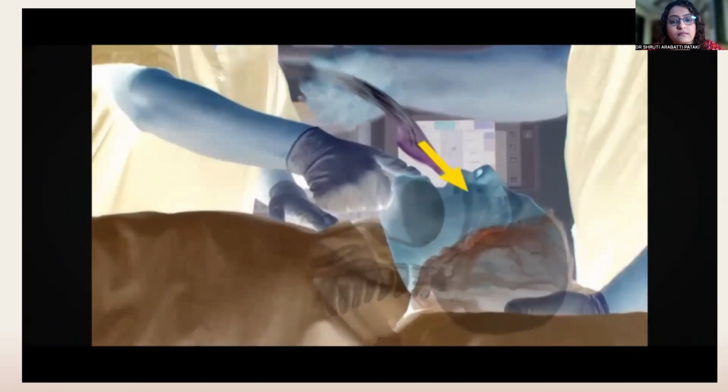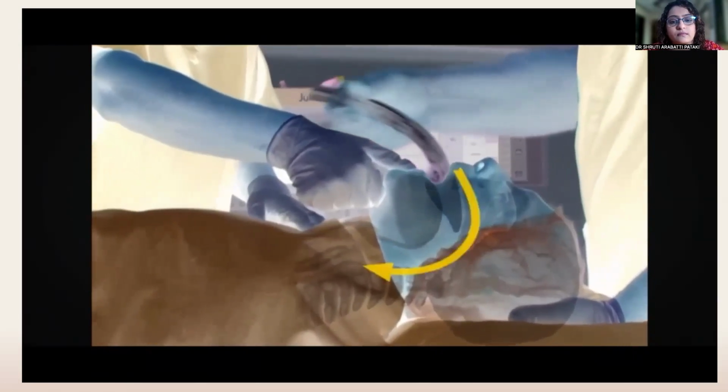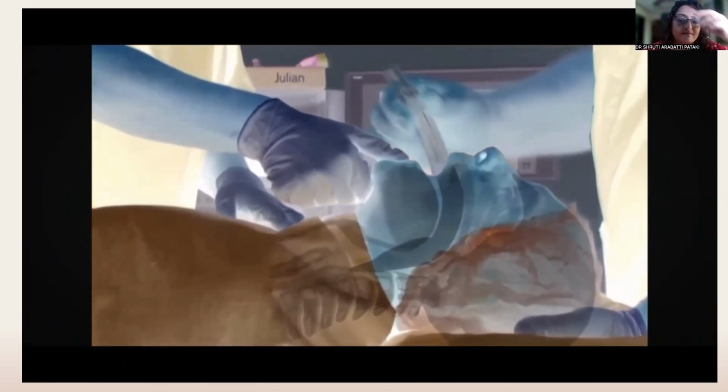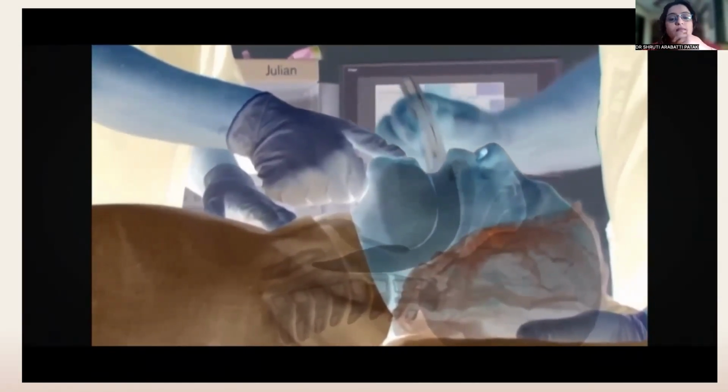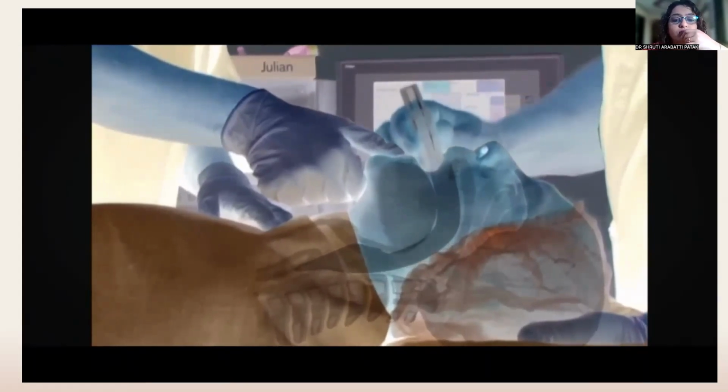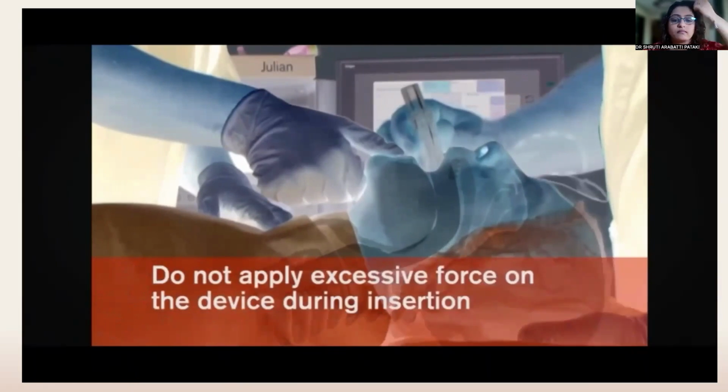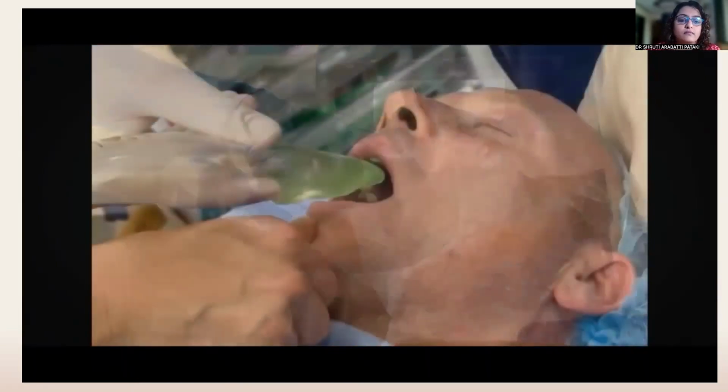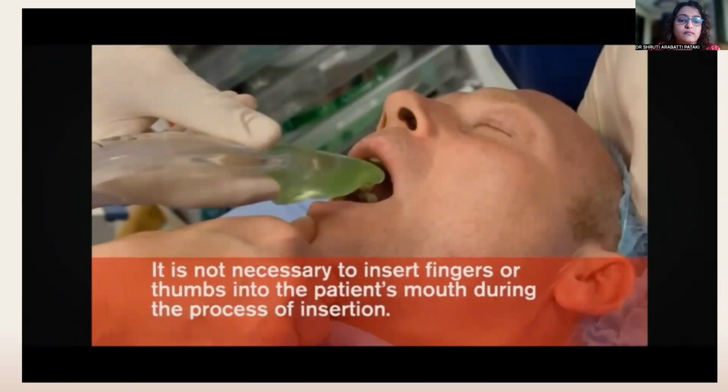Introduce the leading soft tip into the mouth of the patient in a direction towards the hard palate. Glide the device downwards and backwards along the hard palate with a continuous but gentle push until a definitive resistance is felt. Do not apply excessive force on the device during insertion. It is not necessary to insert fingers or thumbs into the patient's mouth during the process of insertion.